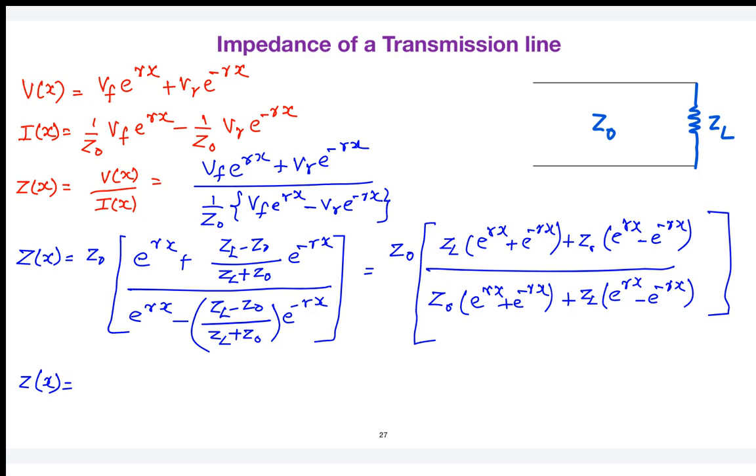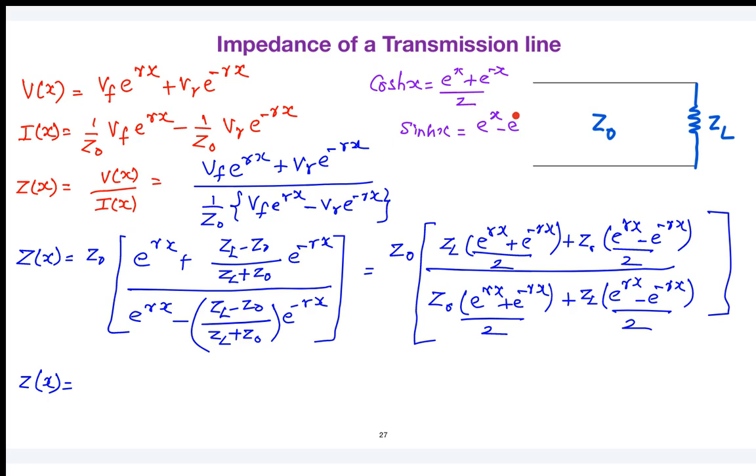To keep the answer unaltered, I will divide the numerator and denominator both by 2. The reason is that I can express this complete term in terms of hyperbolic functions. If you remember, cosh x can be expressed as e power x plus e power minus x by 2, and sinh x as e power x minus e power minus x by 2. Now in the first term, instead of x there is gamma x, so this can be written as cosh gamma x, and this is sinh gamma x.